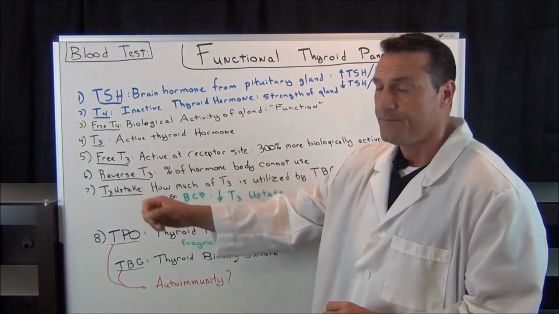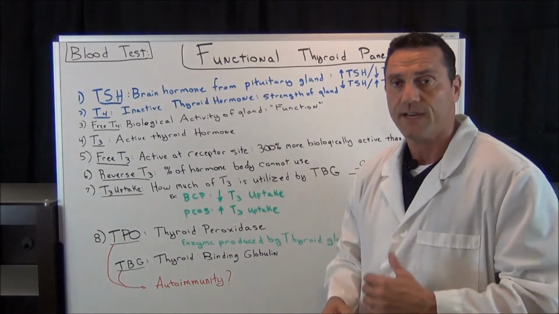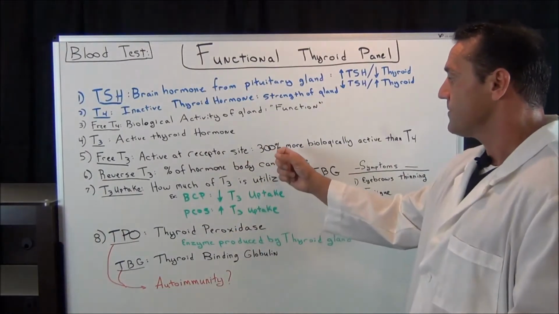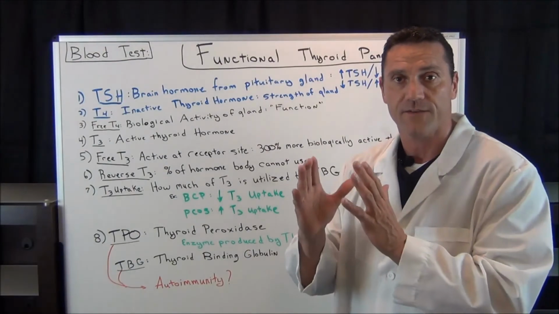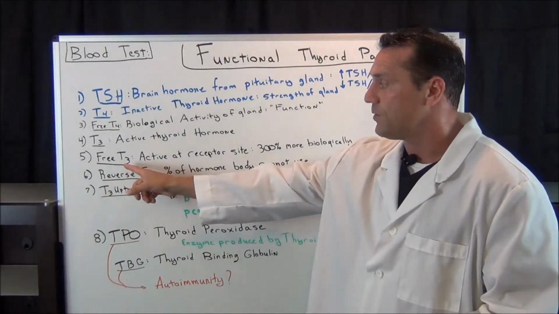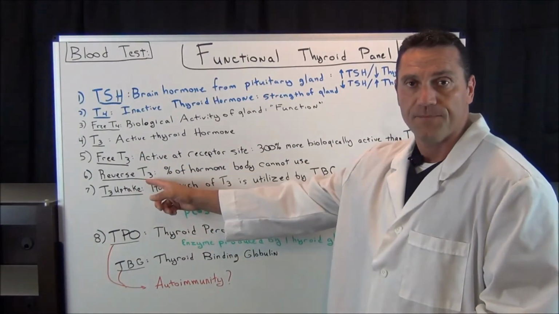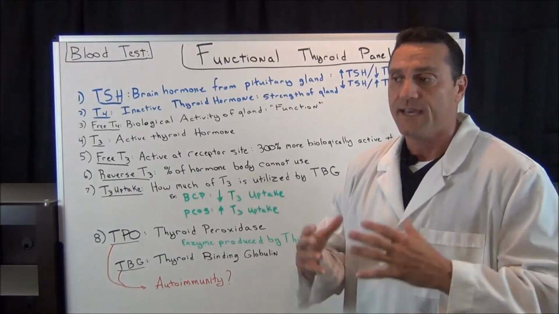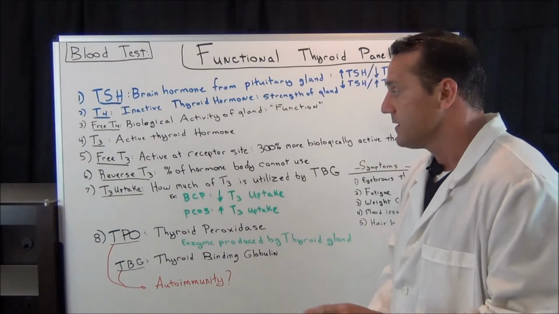Now this is much more important because this is the thyroid hormone after it gets converted to T3, this is measured active at the receptor site. And this is 300% more biologically active than T4. Because remember, they all get converted in the liver, in the gut, and the target tissue. So this is the one that's very active, and this is important. Next is reverse T3. Now reverse T3, this is the percentage of hormone that the body cannot use in some way, shape, or form. And we won't get into that in this video.